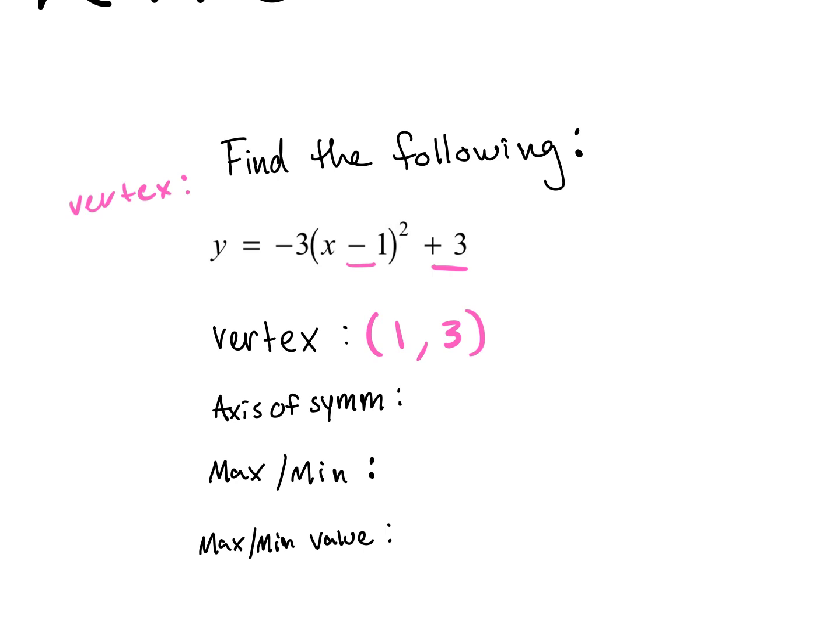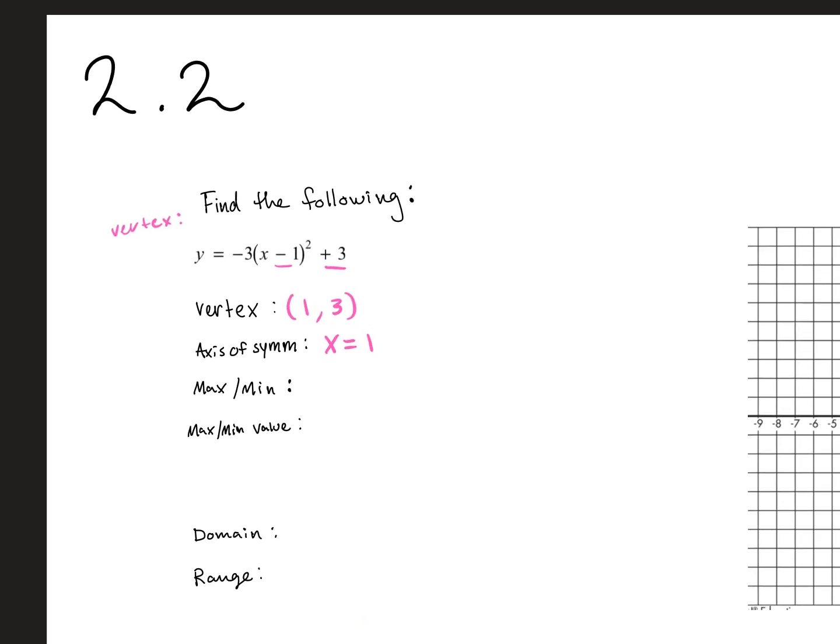What would our axis of symmetry be? X equals 1. Don't forget the x equals. It's a line. So let's go ahead and graph that point. I go to the right one, up 3, and I'm going to put my axis of symmetry right through it.